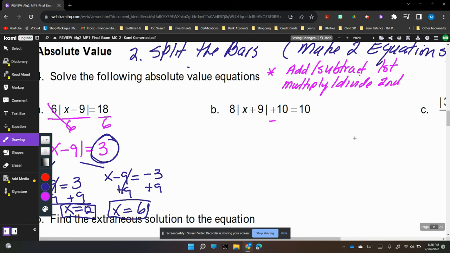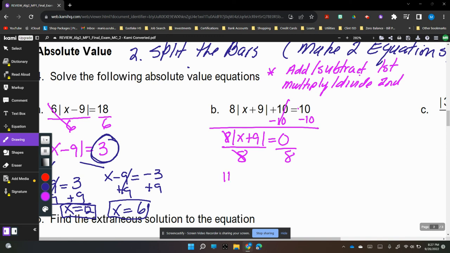Add or subtract first. So we're going to subtract 10 from both sides. That will cancel. 10 minus 10 is 0. Then we do the multiply divide. In this case, since we're multiplying out here by 8, we're going to divide everything by 8 in order to cancel these out and just have x plus 9 equals 0 divided by 8, which is 0.